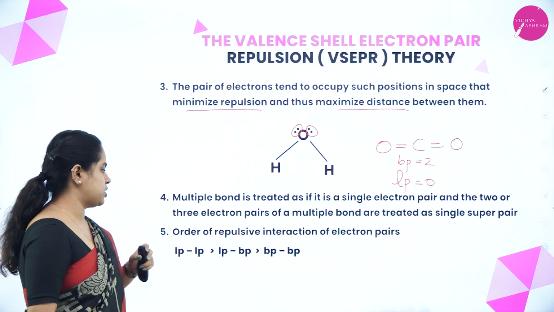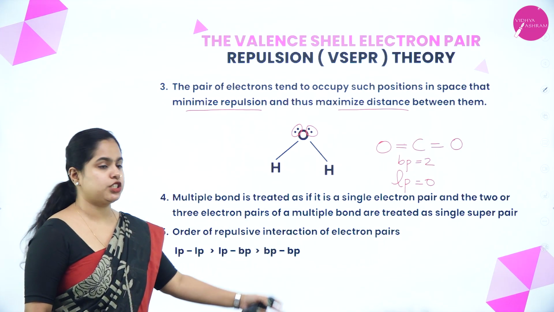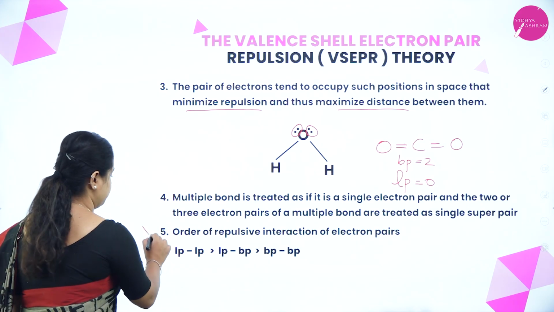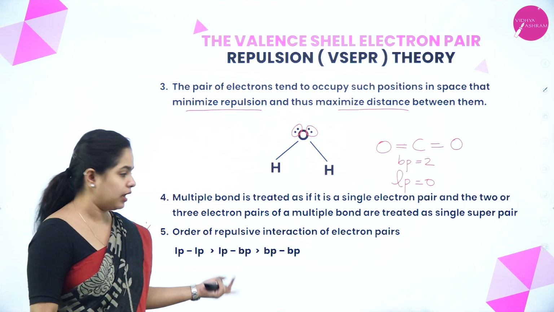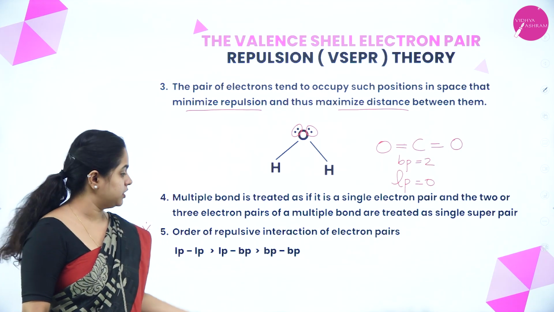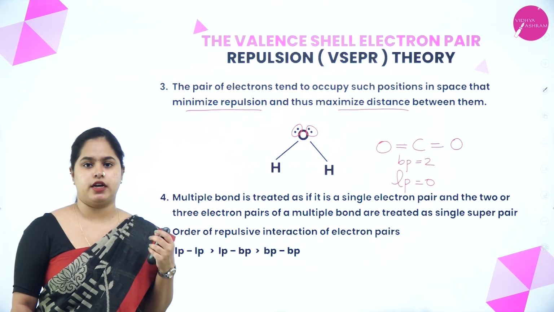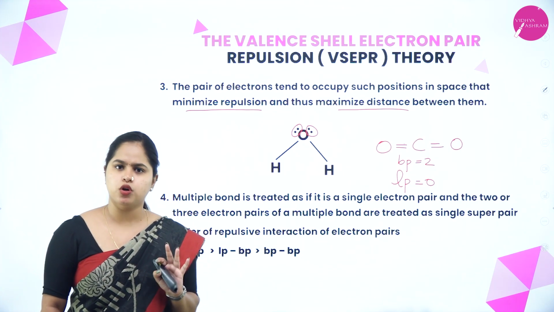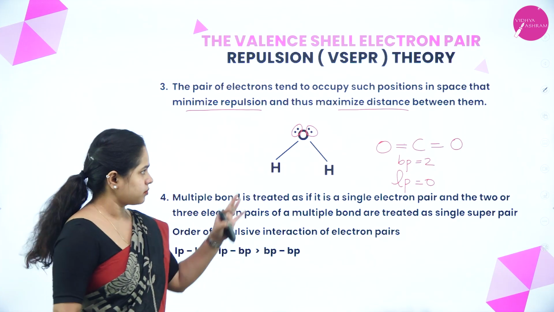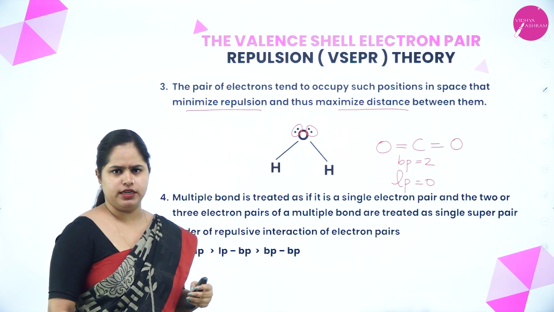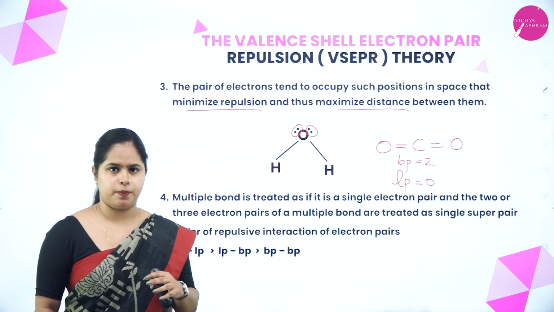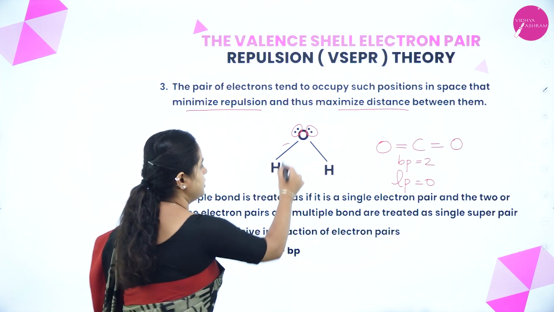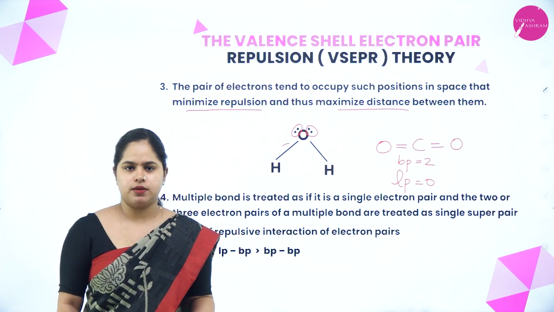Now moving on to the last one: the order of repulsive interaction of electron pairs. This is very important, right? Lone pair-lone pair interactions are greater than lone pair-bond pair interactions, which are greater than bond pair-bond pair interactions. We understood lone pair and bond pair, right? So let's take this water molecule itself. These 2 electron pairs that you can see here are called lone pairs, and these 2 are the bond pairs, right?